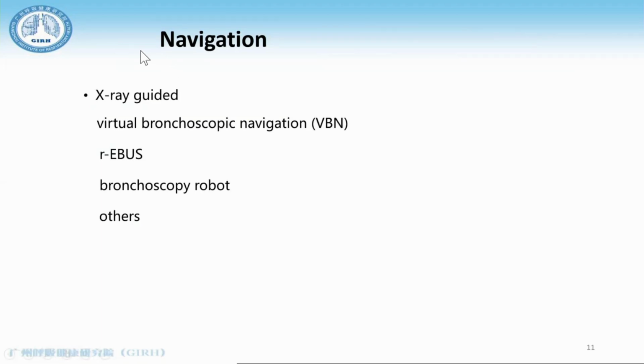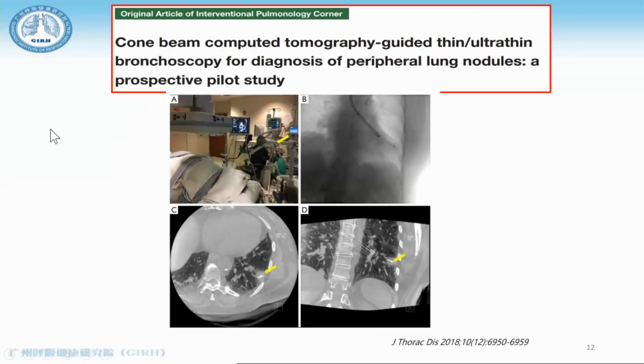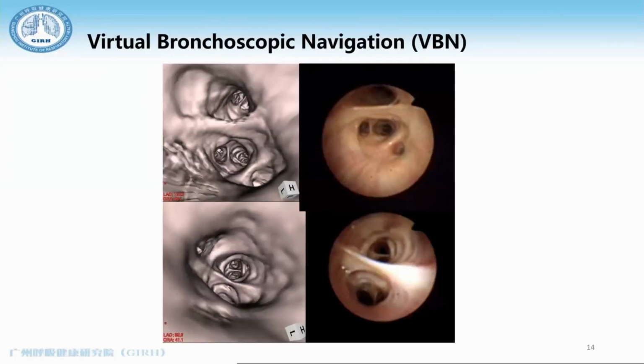Now there are many different navigation methods, as mentioned by Dr. Tam, including X-ray guidance, VBN, EBUS, bronchoscopy robot, and other methods. As we know, CBCT is becoming more and more common in clinical practice, and VBN is also a regular method in clinical use.